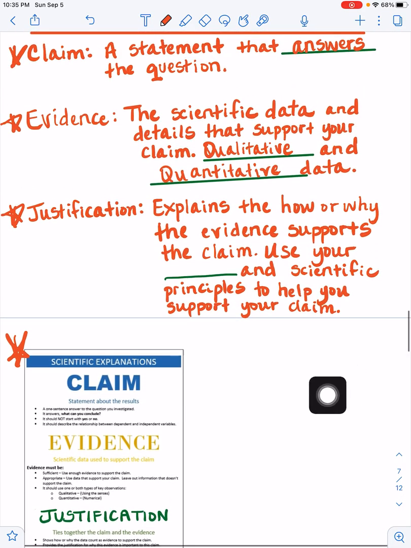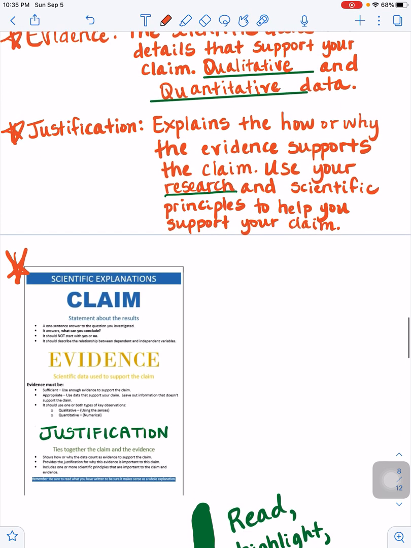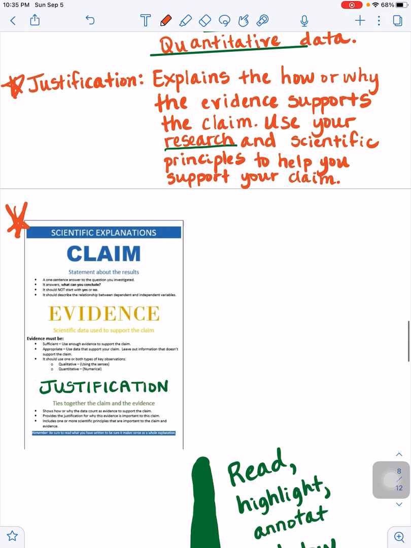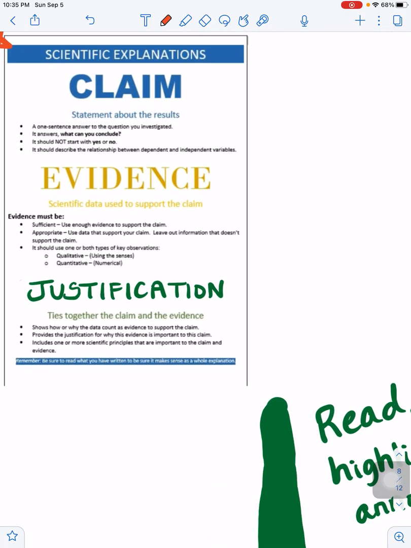Then you have your justification, where you tie it all together and you're justifying why your claim is correct. It explains the how or why the evidence supports the claim. Use your research and scientific principles to help you support your claim. Scientific principles are things that you learn in science, like what density is, or what different types of measurements do. Just different things that you learn in science, different topics that you learn in science.